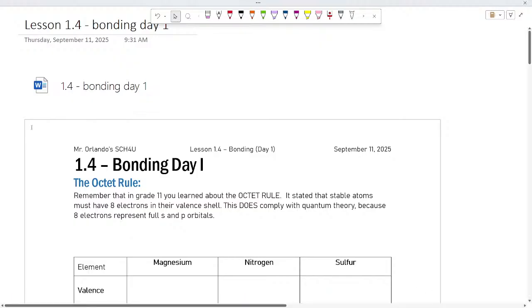So, lesson 1.4, bonding, day 1. Very cleverly named. I'm good at naming stuff.